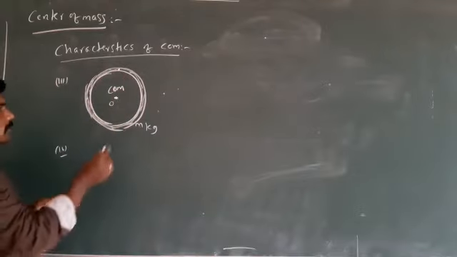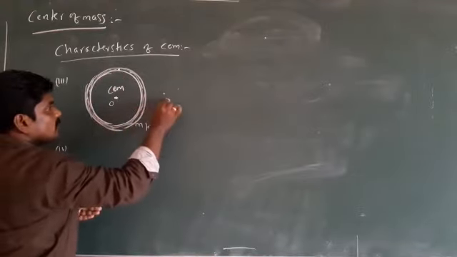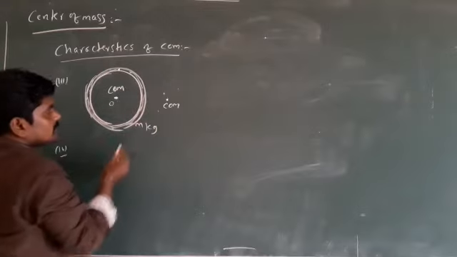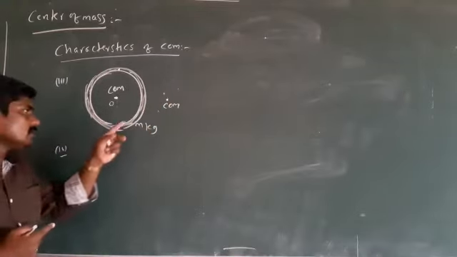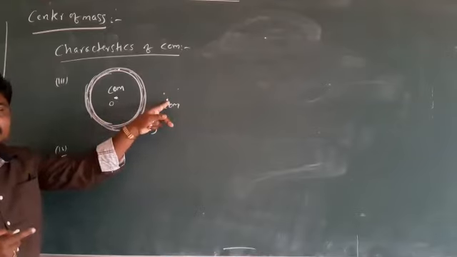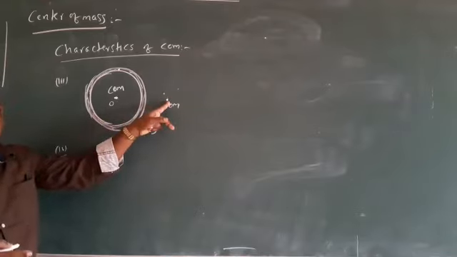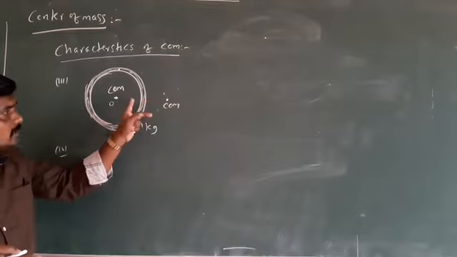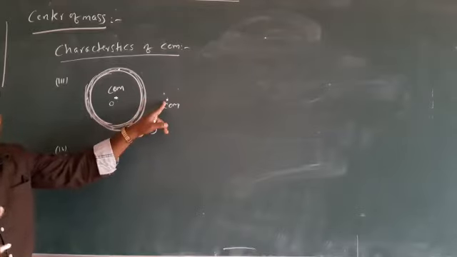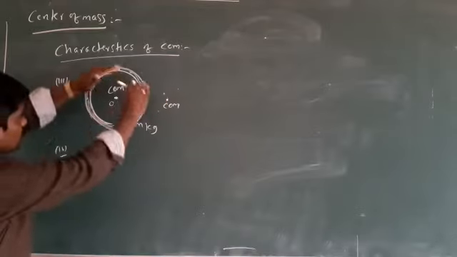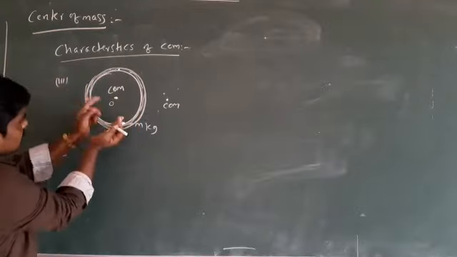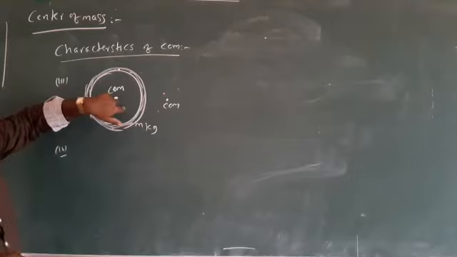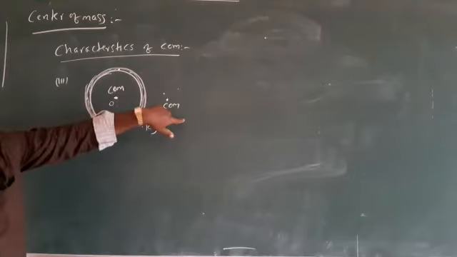For example, if we consider the center of mass of the ring to be this point, that is wrong. Why? Here the center of mass is outside the body, outside the boundary. This is the boundary of the ring. The center of mass must be within the boundary of any body. It should not be outside the boundary.